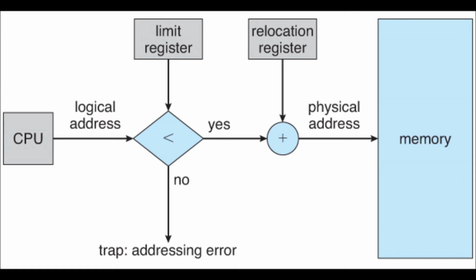When the CPU scheduler selects a process for execution, the dispatcher loads the relocation and limit registers with the correct values as part of the context switch. The relocation register scheme provides an effective way to allow the operating system size to change dynamically. This flexibility is useful in many situations.